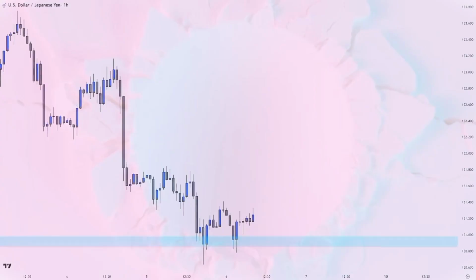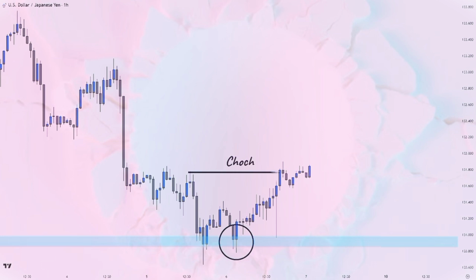Here on the 1-hour chart, we want to see a form of reversal for the current short-term downtrend to be aligned with the higher time frame direction. We can see that the price has failed to create a new low, but still not enough confirmation. The real reversal confirmation comes if the price breaks above this order block, which confirms that the sellers are no longer in control.